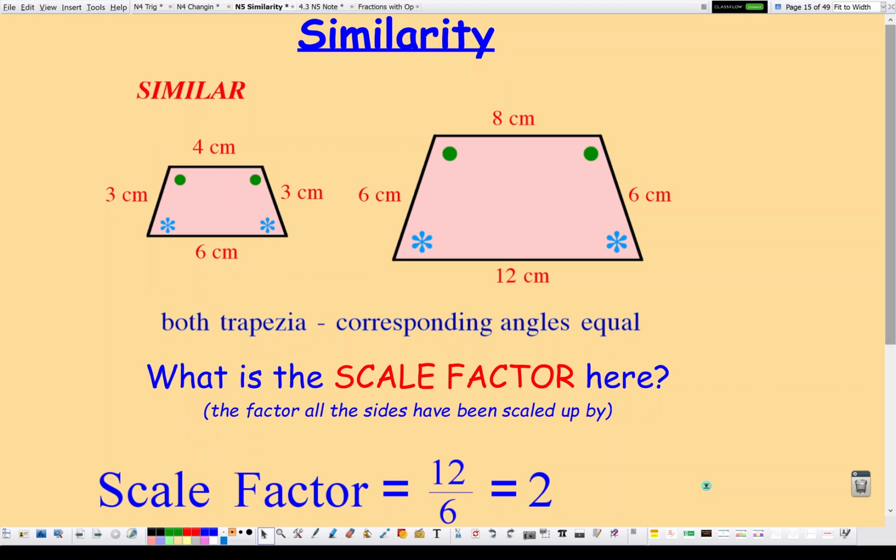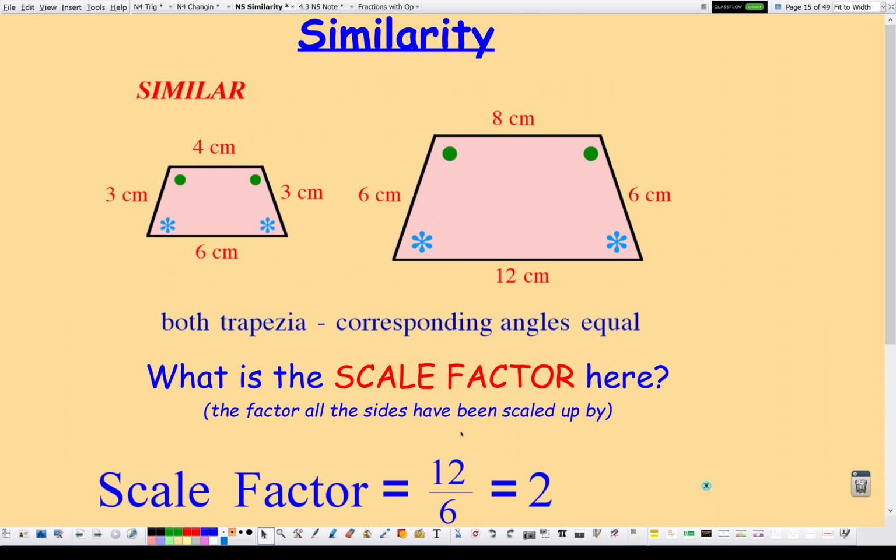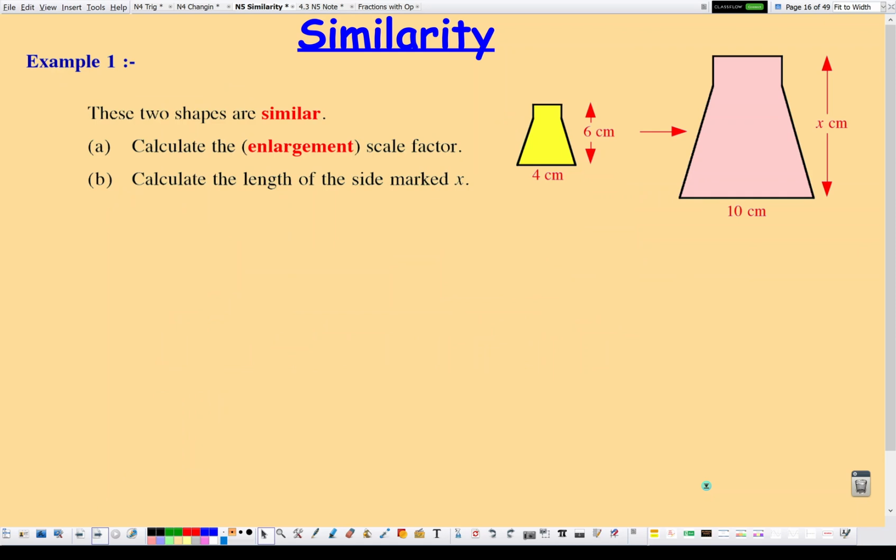So we would say that every side has been scaled up by a factor of 2. And that calculation would have worked the same if we'd chosen any of the sides. If we'd chosen the top lengths, we would have said 8 divided by 4, which also gives 2. 6 divided by 3 also gives 2. As long as you choose the same corresponding side in each shape, you're going to get the scale factor.